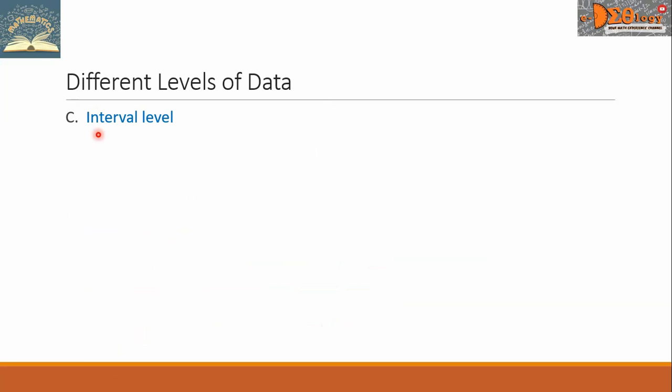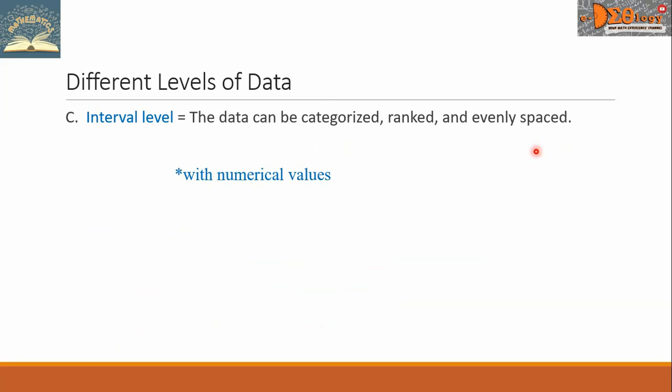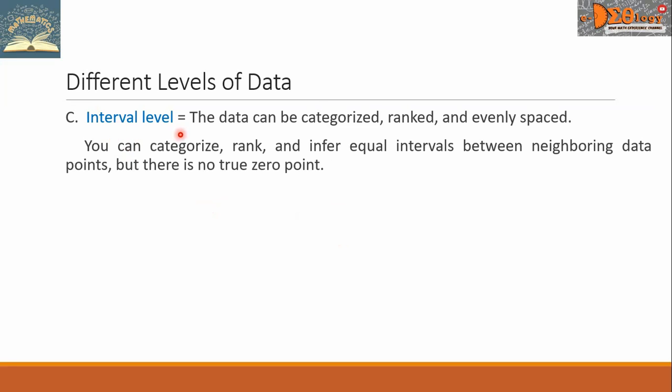The third level is interval level. Now, the data can be categorized, ranked, and evenly spaced. In here, numerical values are now provided, but there is no meaningful zero. We will explain this later. We say that you can categorize, rank, and infer equal intervals between neighboring data points, but there is no true zero point.